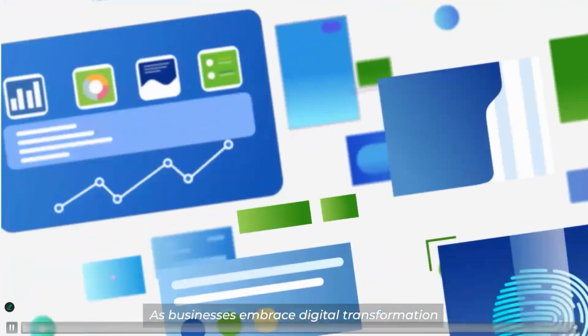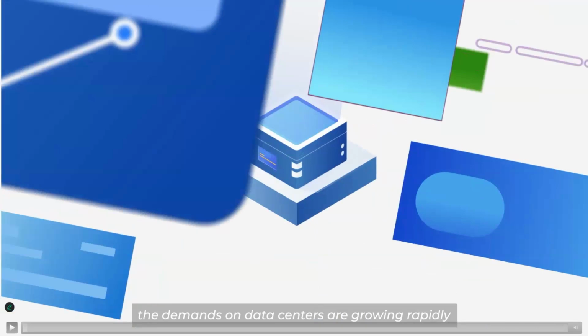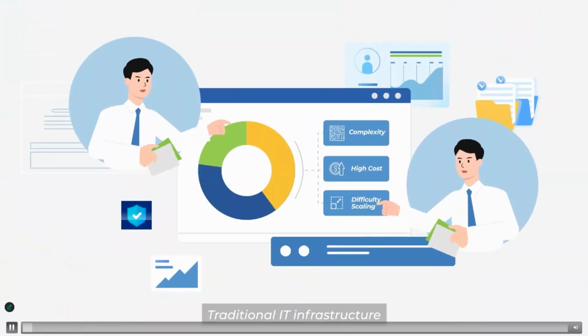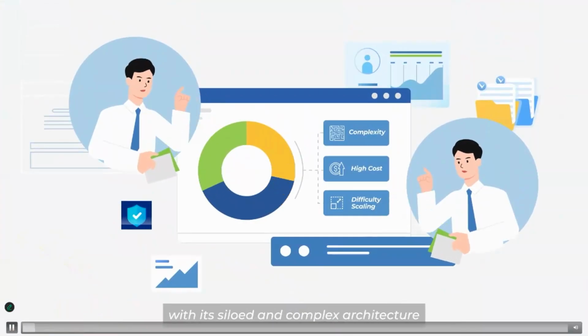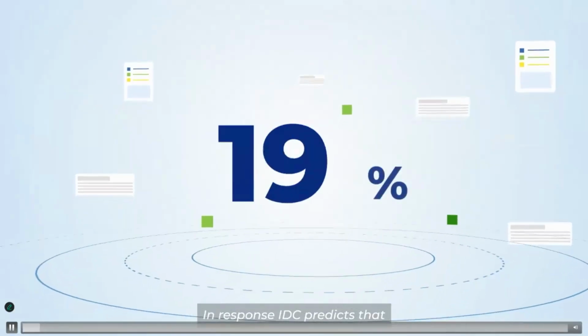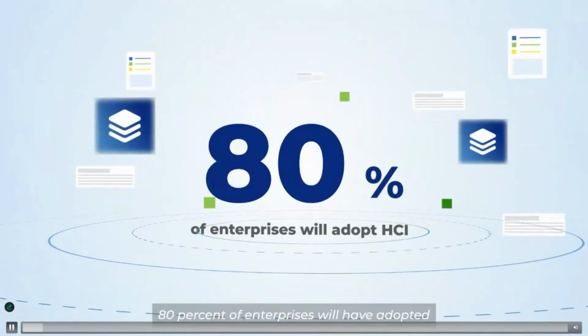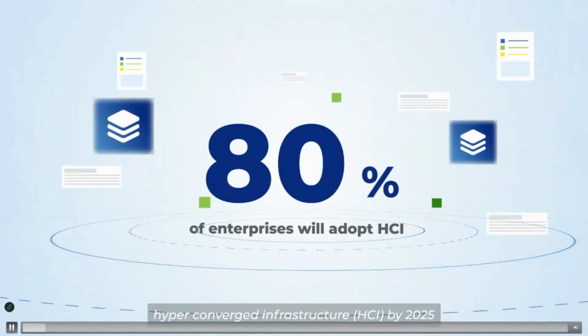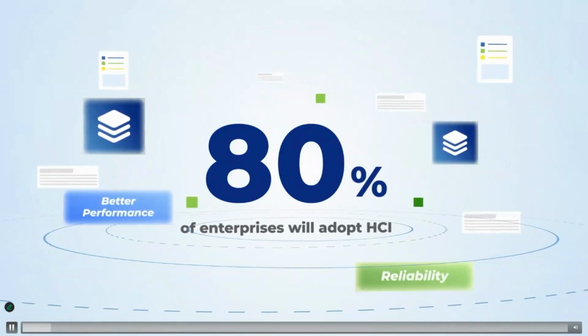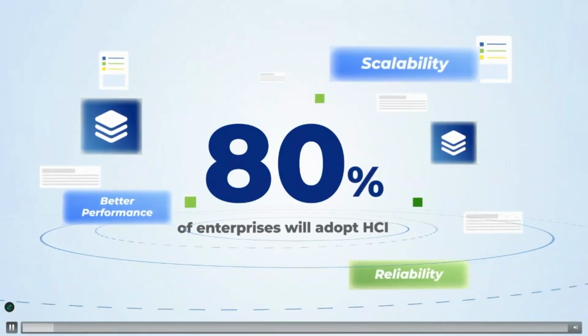As businesses embrace digital transformation, the demands on data centers are growing rapidly. Traditional IT infrastructure, with its siloed and complex architecture, is struggling to keep up. In response, IDC predicts that 80% of enterprises will have adopted hyperconverged infrastructure, HCI, by 2025, driven by the need for better performance, reliability, scalability, and cost efficiency.